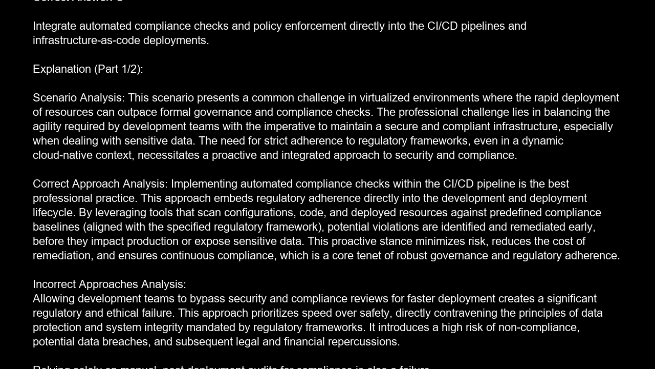Implementing automated compliance checks within the CI/CD pipeline is the best professional practice. This approach embeds regulatory adherence directly into the development and deployment lifecycle by leveraging tools that scan configurations, code, and deployed resources against predefined compliance baselines, aligned with the specified regulatory framework. Potential violations are identified and remediated early, before they impact production or expose sensitive data. This proactive stance minimizes risk, reduces the cost of remediation, and ensures continuous compliance, which is a core tenet of robust governance and regulatory adherence.